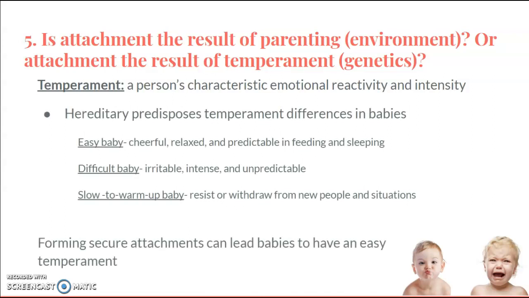Your book talked about how heredity predisposes temperament in babies, so that your temperament, your emotional reactivity and intensity, is linked to your genetics. Your book also talked about three different temperaments that are commonly used. An "easy baby" is cheerful, relaxed, predictable in feeding, and sleeps well in a pattern. Some of you probably were easy babies. Then there are difficult babies: very irritable, with intense emotions, unpredictable in terms of behavior or wants and needs.